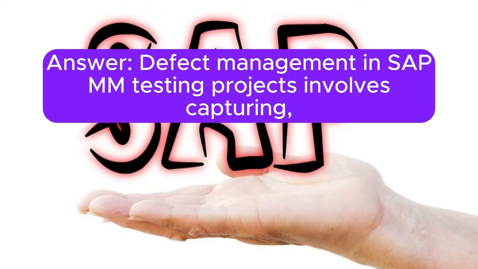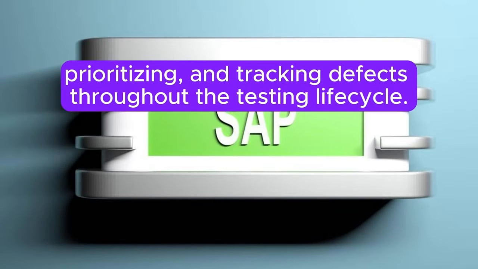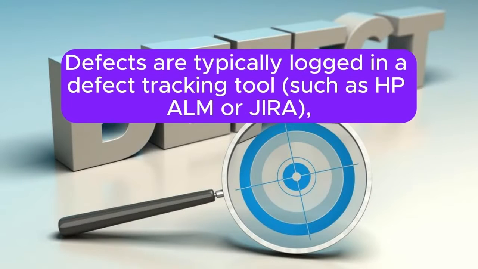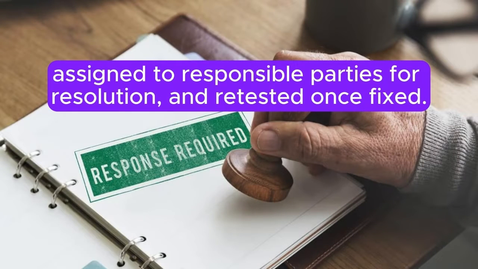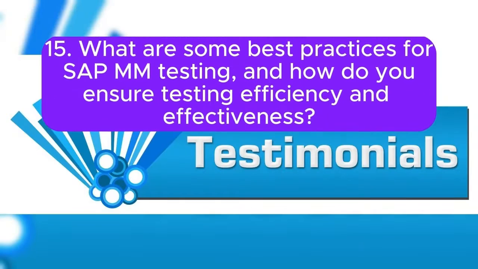Defect management in SAP testing projects involves capturing, prioritizing, and tracking defects throughout the testing lifecycle. Defects are typically logged in a defect tracking tool such as HPALM or Jira, assigned to responsible parties for resolution, and retested once fixed.